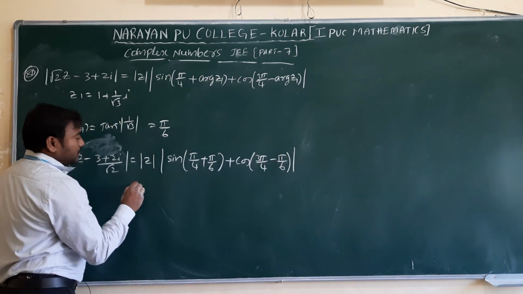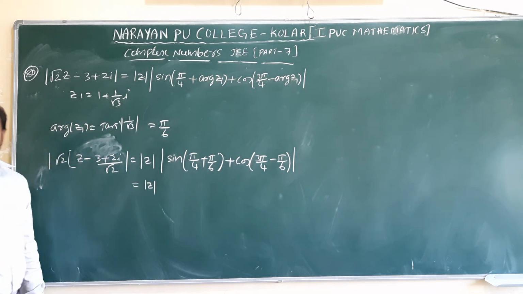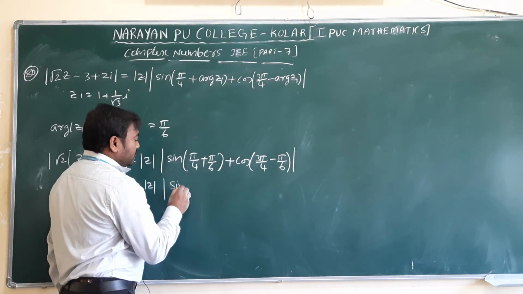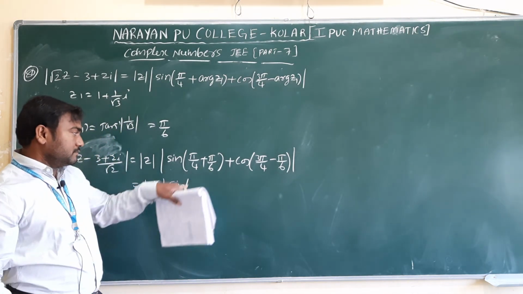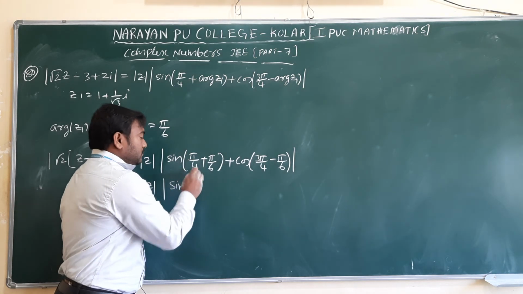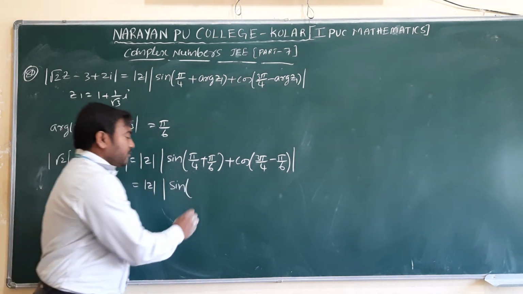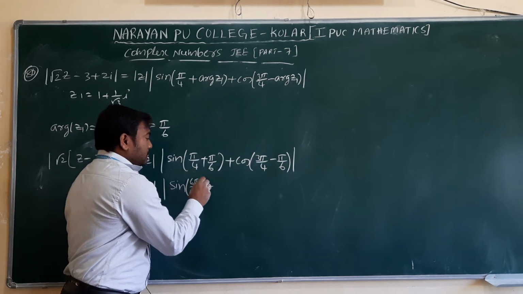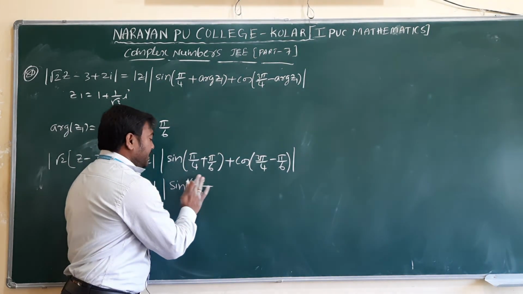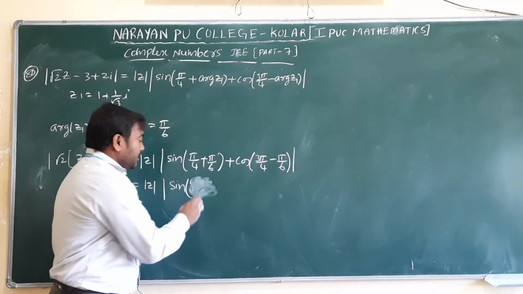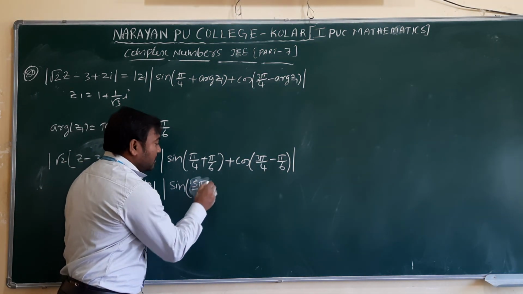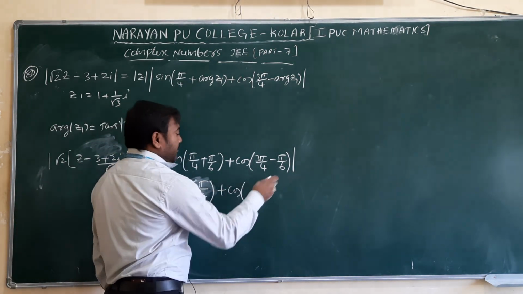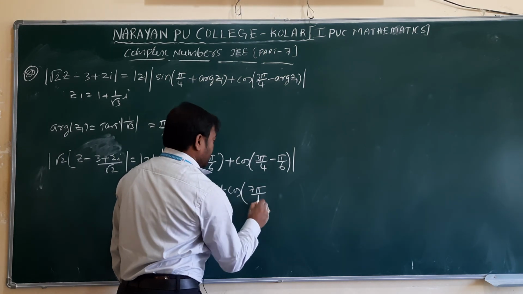Here modulus of z, sine of, take LCM here, 6 into 4 is 24, 4 by 6 pi plus 4, we are getting 10 pi by 24, here 5 pi by 12, plus cos of, here also we are getting 7 pi by 12.